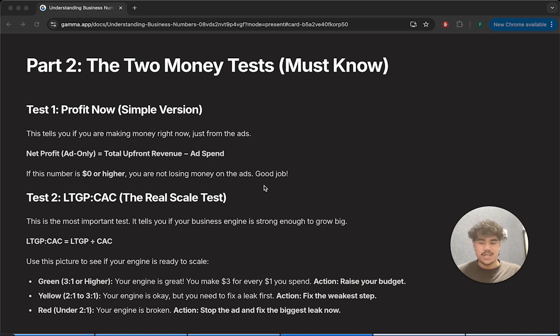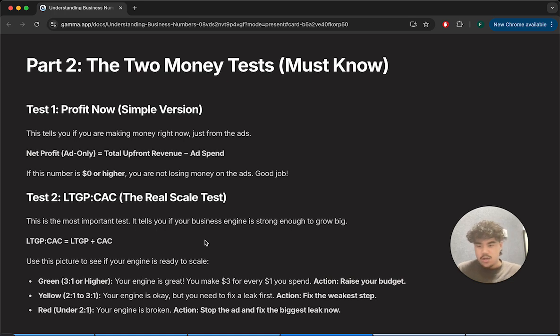Test 2 is LTGP to CAC, which is the real scale test. And this is the most important test. It tells you if your business engine is strong enough to grow big. The LTGP to CAC ratio equals lifetime gross profit divided by cost to acquire a new customer. So essentially, we want to use this framework here.